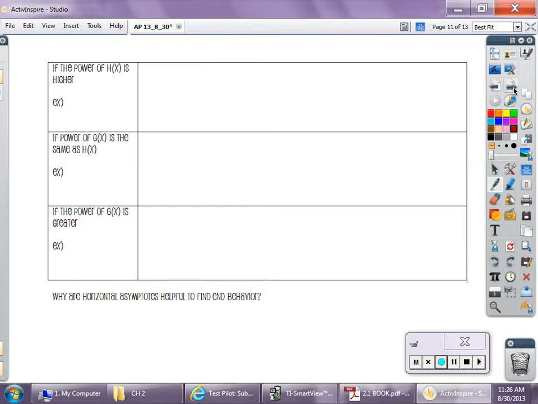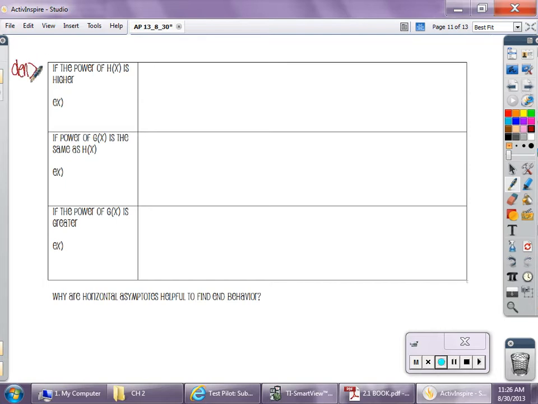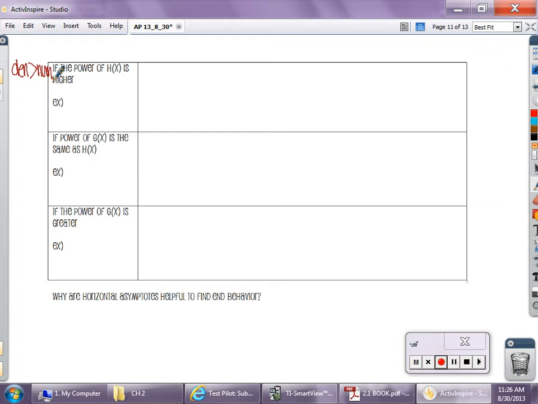So if the higher power is in the denominator, let's do y is equal to x squared plus 5 over 4 minus x cubed. So the denominator is greater. Anytime that happens, you automatically know that the horizontal asymptote is y equal to 0. Okay? That's how I knew before you guys graphed or did a table.